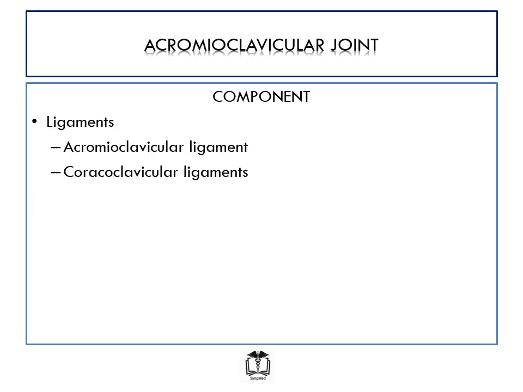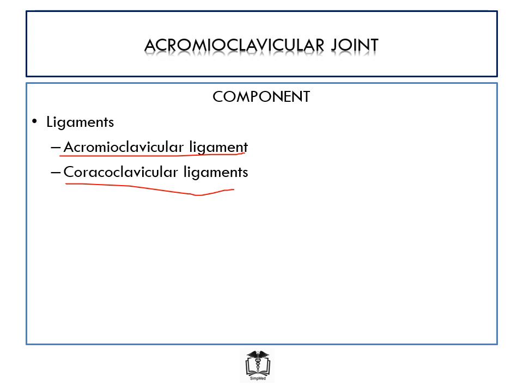Just like other synovial joints, the acromioclavicular joint would also have its own set of ligaments that strengthen it. The two major ligaments found in the acromioclavicular joint are the acromioclavicular ligament and the coracoclavicular ligament. The acromioclavicular ligament connects the acromion to the clavicle, and it tends to strengthen the joint superiorly. So it's important to note where these ligaments are reinforcing in terms of the location of the joint.